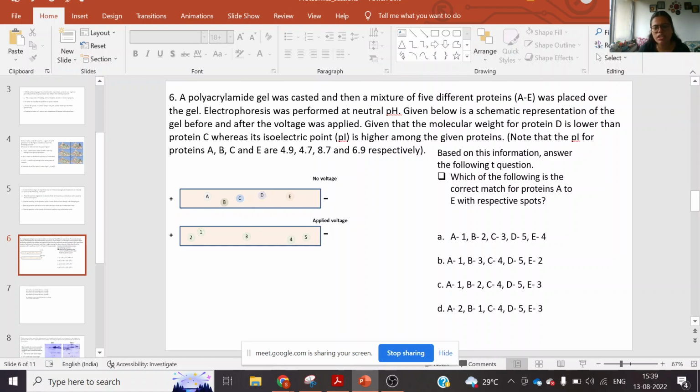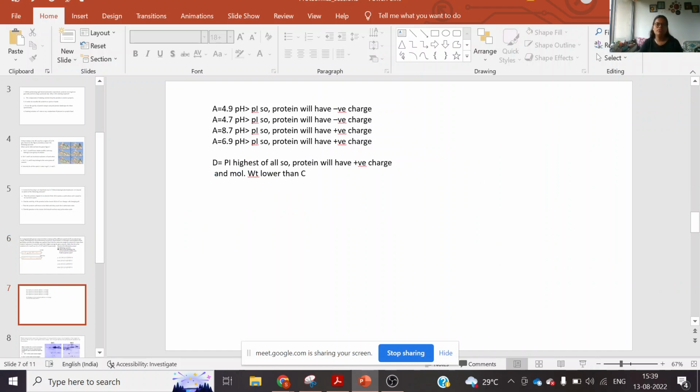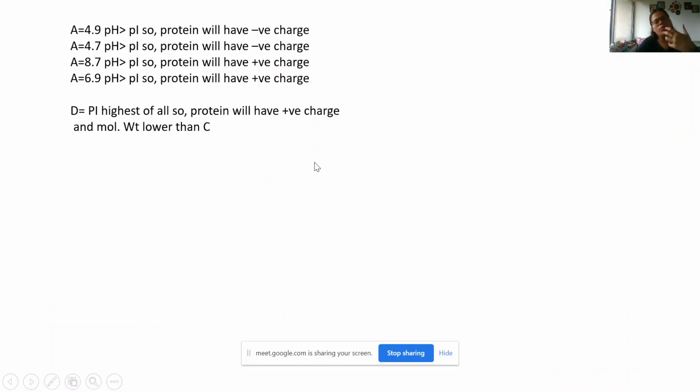Someone has given option A. So I hope it is clear to you. We'll also discuss this. One of the important pieces of information is that pH was given, and pI was given. This is the relation for what charge a protein will take: it depends upon the pH of your gel or electrophoresis, as well as the pI of your protein. Whenever your pH is greater than the pI, the protein will have a negative charge.